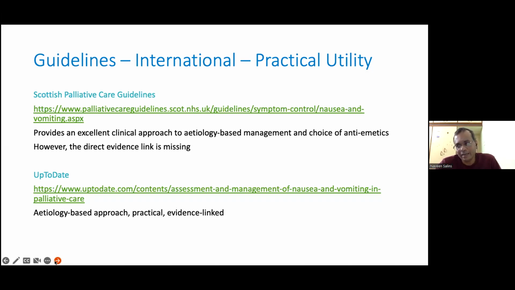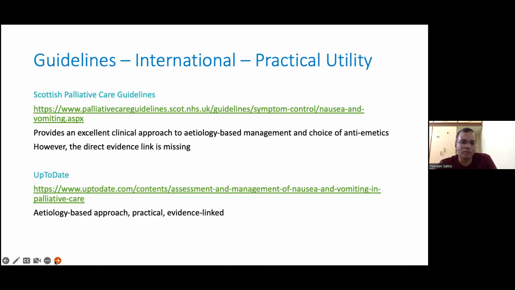The best guidelines that I could get hold of when I looked at everything is from UpToDate. Now, the UpToDate guidelines are prepared by the MD Anderson Center, so that's who is going to speak next. And Dr. Eduardo Bruera is the editor of these guidelines. I felt this is the best guideline for managing nausea and vomiting. Clearly an etiology-based approach, clearly in a palliative care setting. It is very practical and very evidence-linked, and it links to the most recent evidence. So this is my recommendation.